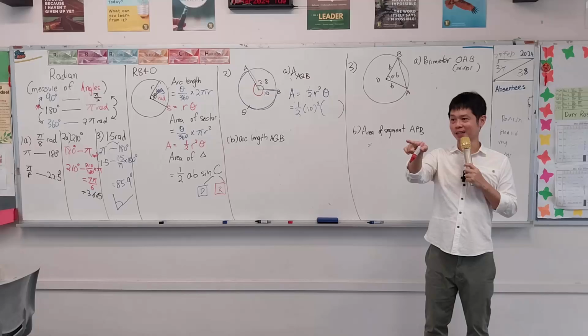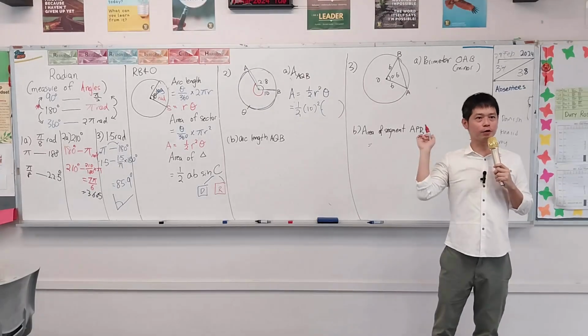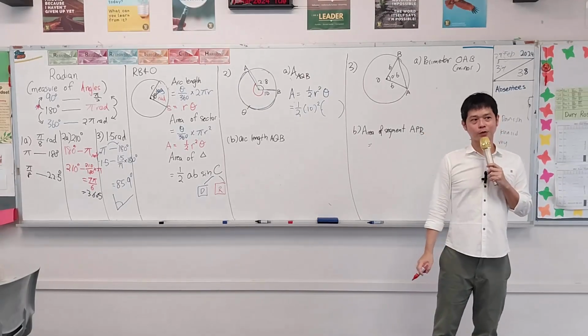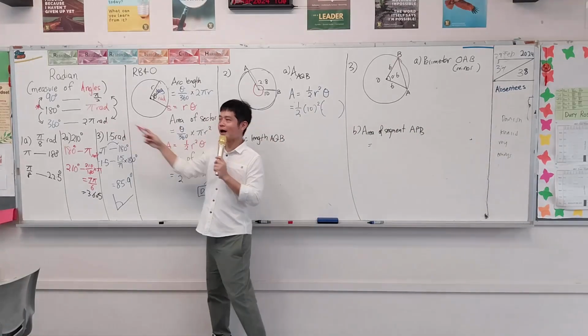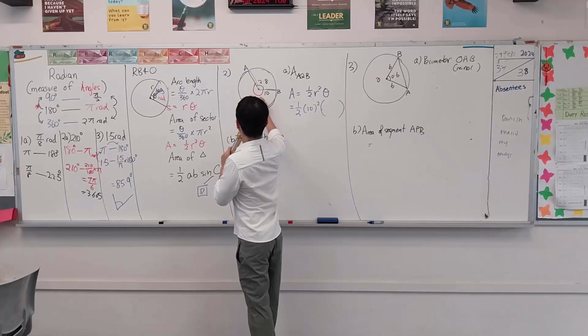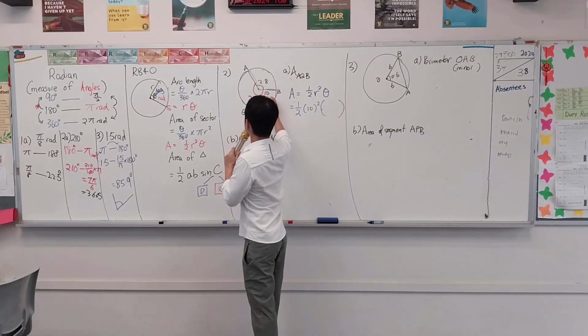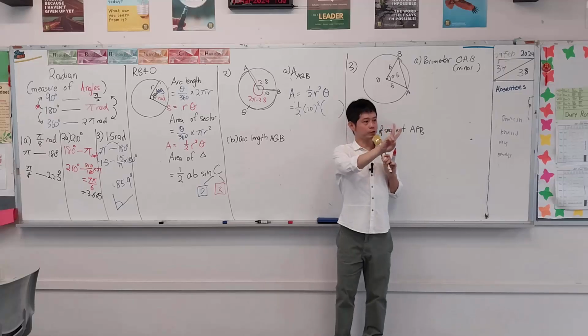Yeah, I heard 360, right? You all like to use 360. Yes, that is for degree, but now it's in radian. How do you think I can find this angle? 2 pi minus 2.8.